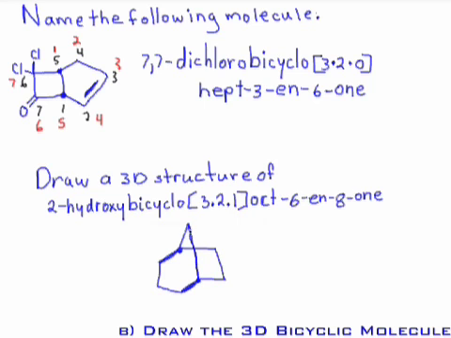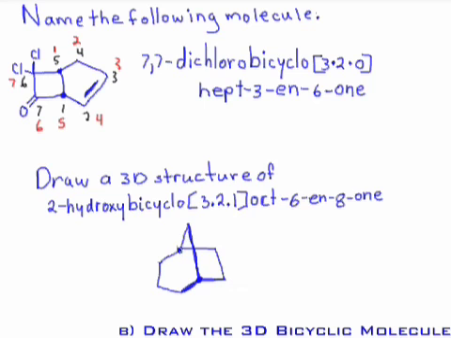you notice you usually draw in 3D the smaller bridge number at the top. There we go. Let's fix that. Okay. So I'll put dots at the bridgeheads. And there we go. Now, how do we number?